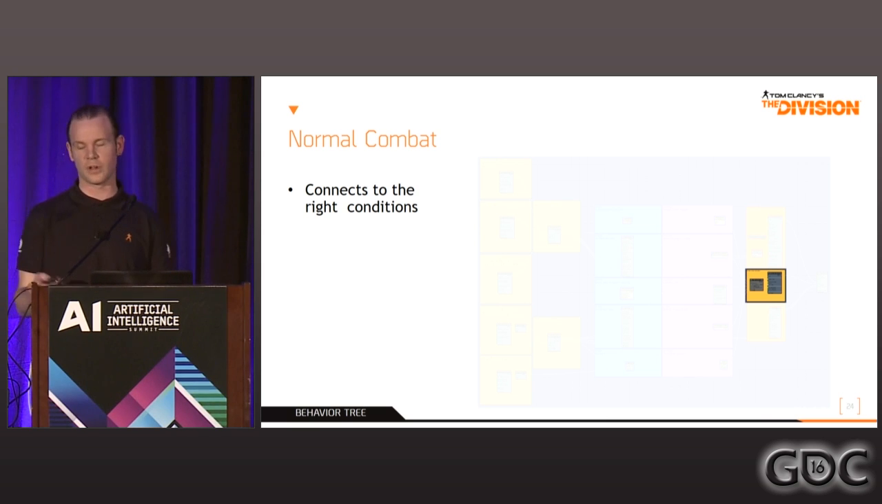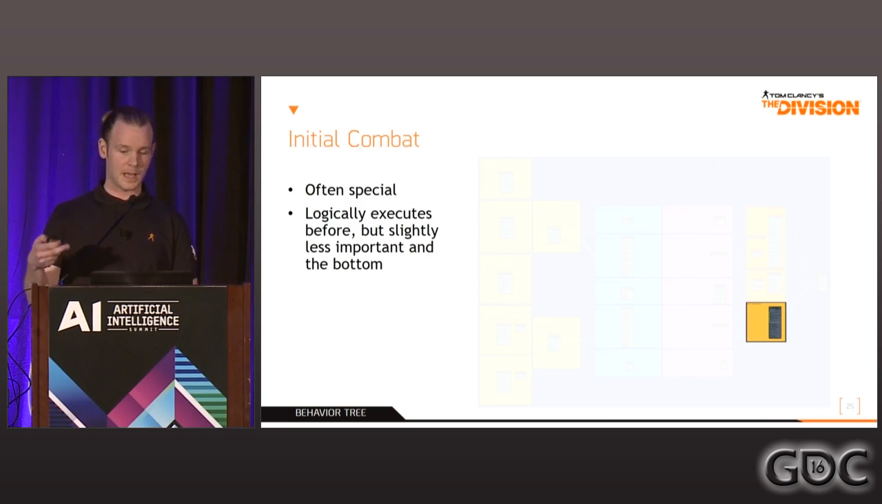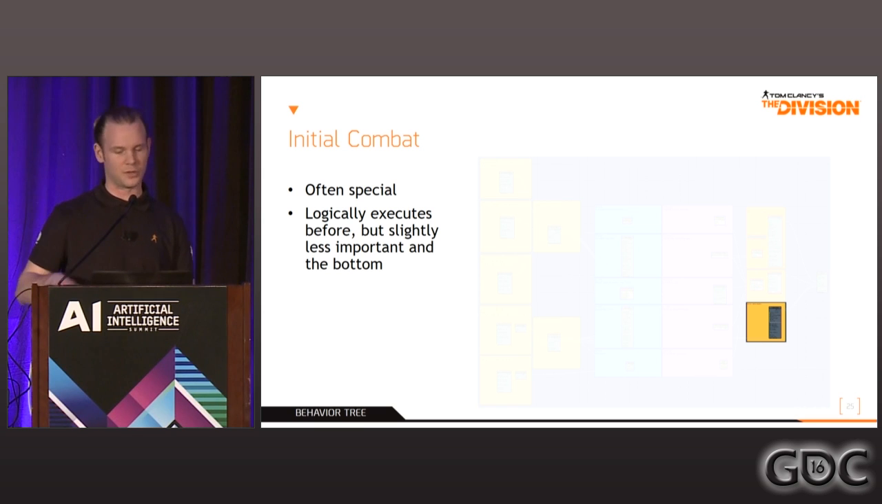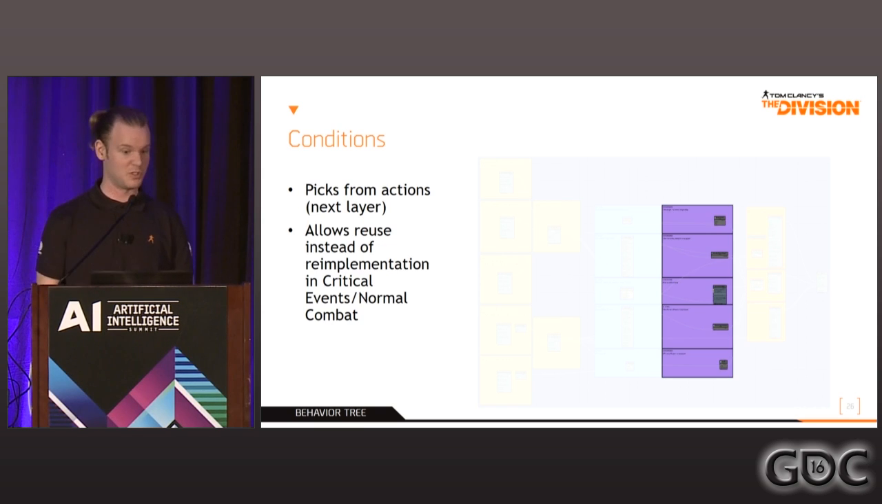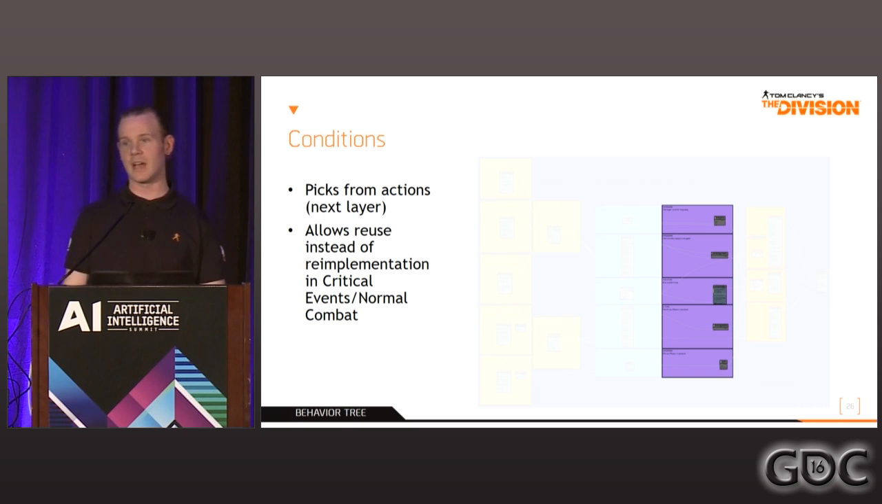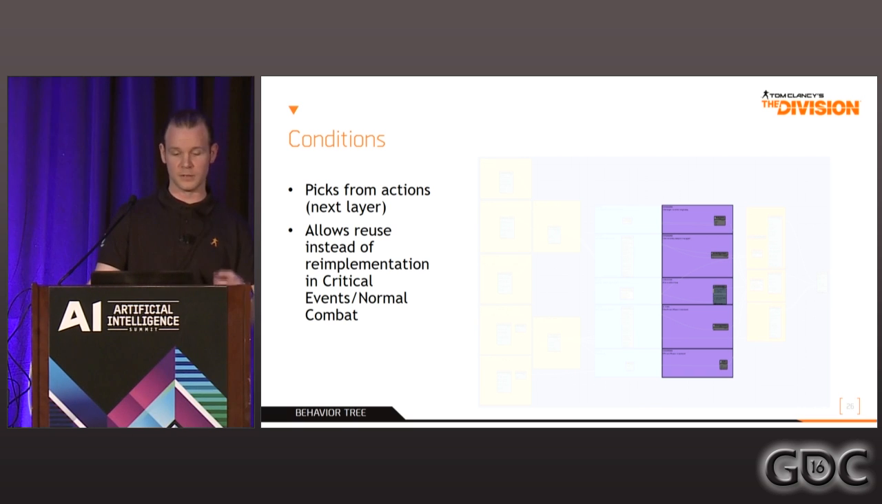It mostly just connects to the right condition to the next layer. Below that, we have initial combat, and even though logically it executes before normal combat, we just put it down to the side, just because. And then, as you can see here, the next layer is what we call the conditions layer. They pick the actions from the next layer, and it allows us to reuse a lot of common conditions instead of re-implementing them inside the actual critical events or the normal combat part of the behavior.